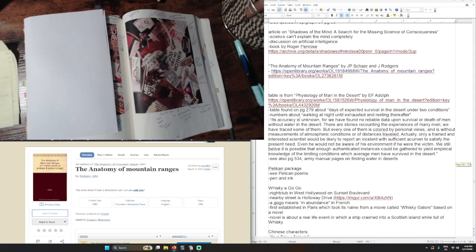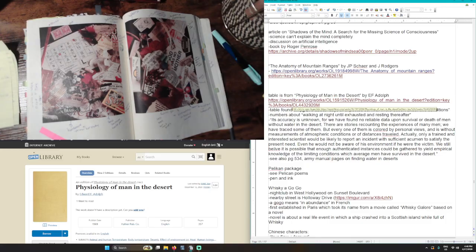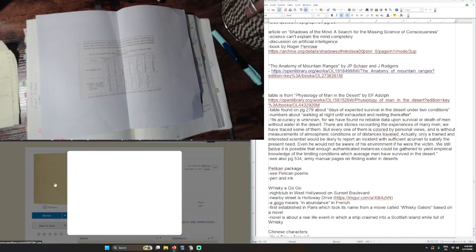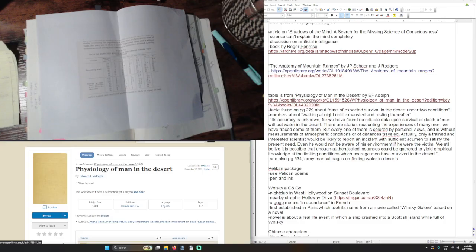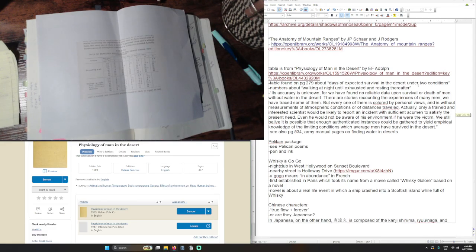And then we have this table here, over here in the corner. And I actually printed it out. I screenshotted it and printed it out here to get the full table. It took me a long time to find that table, man. I went through every page of that book looking for it. It's from this book called Physiology of Man in the Desert. And this is a table found on page 279 about days of expected survival in the desert under two conditions. And the numbers are about walking at night until exhausted and resting thereafter.